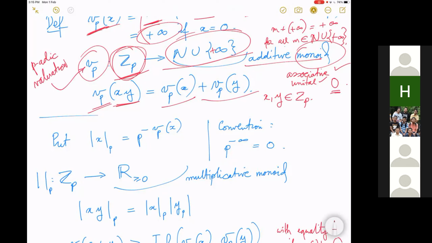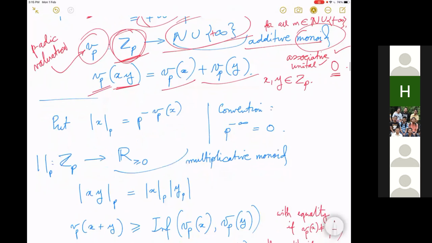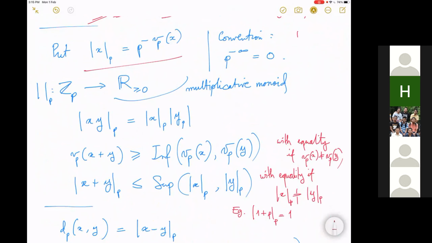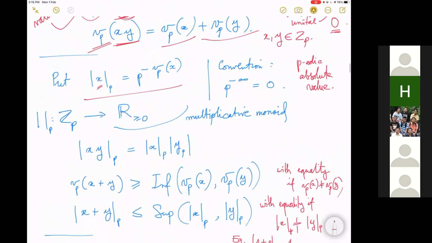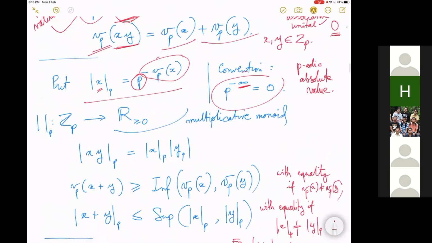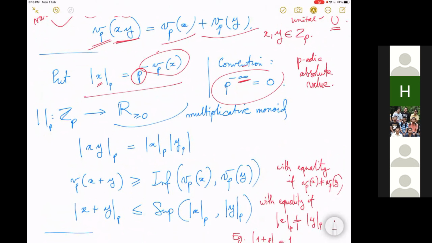This is Vp. And this allows us to define the p-adic absolute value. For a p-adic integer x, the p-adic absolute value is p raised to the power minus Vp of x, with the convention that when Vp of x is plus infinity, this power is equal to 0. P to the power minus infinity is 0 by convention.